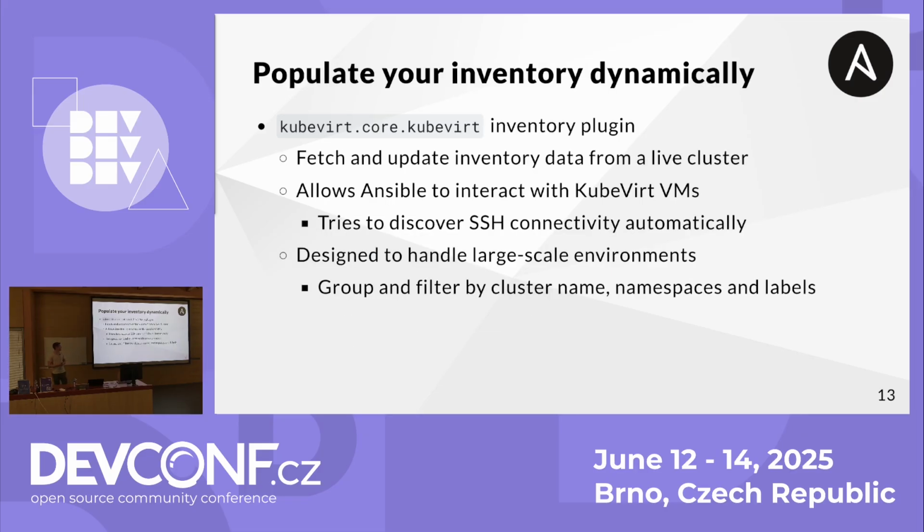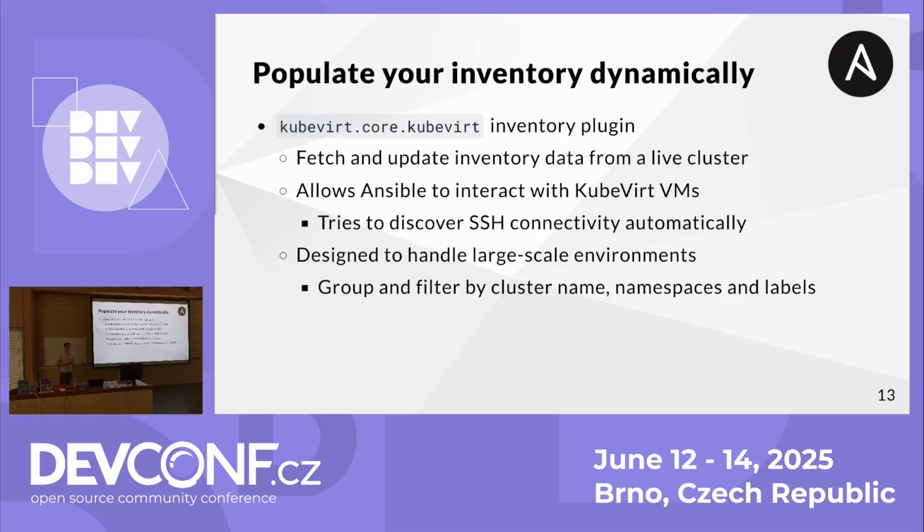And lastly, that's my favorite part of the collection, which is the kubevirt inventory plugin. This lets you populate your Ansible inventory dynamically. For that, it fetches and updates inventory data from a live cluster. And that's the key feature which allows Ansible to interact with KubeVirt VMs. So it tries to discover the SSH connectivity to a VM automatically. Under the hood, that means it tries to find a suitable ansible_host and ansible_port combination.